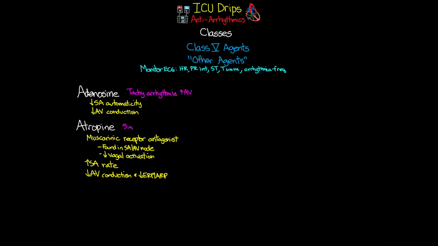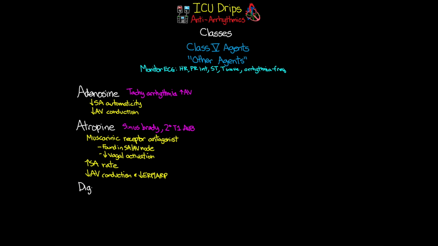And so ultimately, we're going to be using this one to treat our sinus bradycardias or our second-degree type 1 AV block. Important to know, if your patient has any other block, like for instance a complete heart block, atropine is going to be completely ineffective for them.